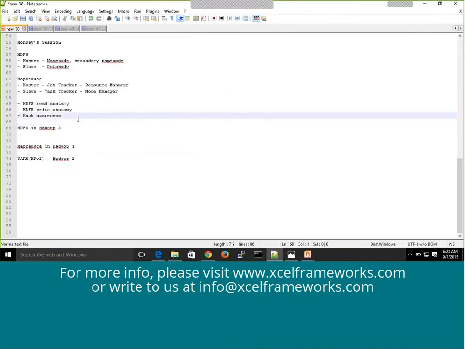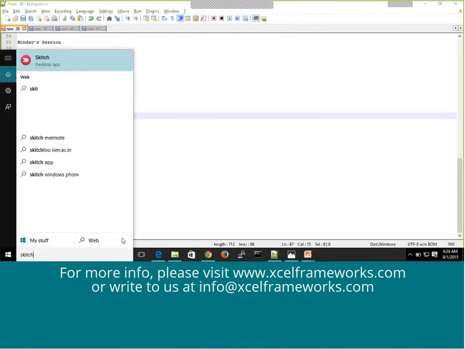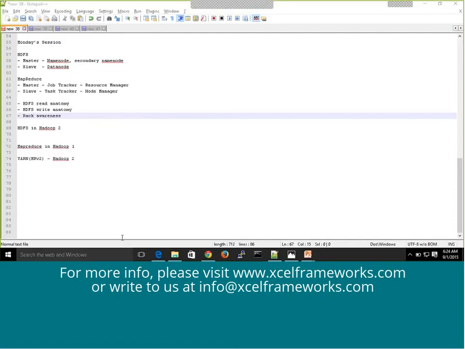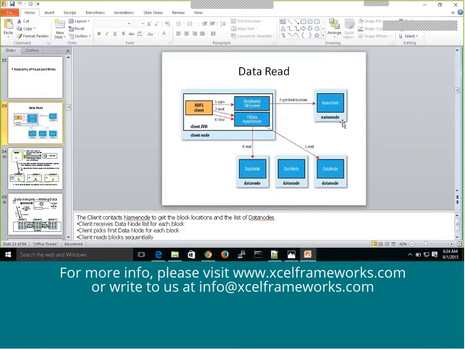Good, perfect. Now there is something called rack awareness. Let's talk about rack awareness. What is this rack awareness all about? We'll understand the concept first, and then we'll move forward.